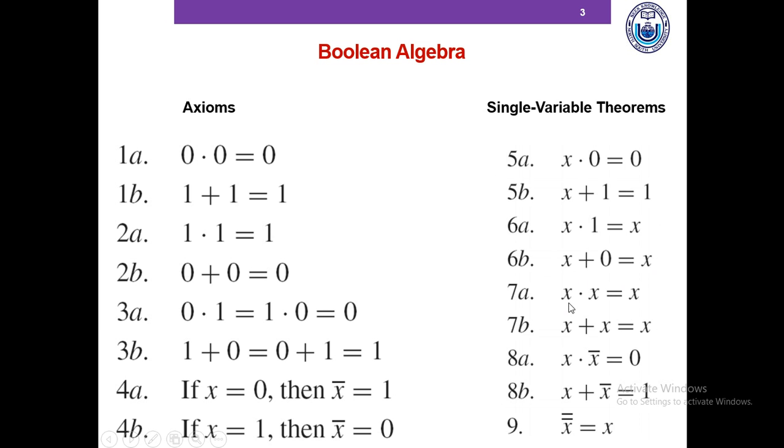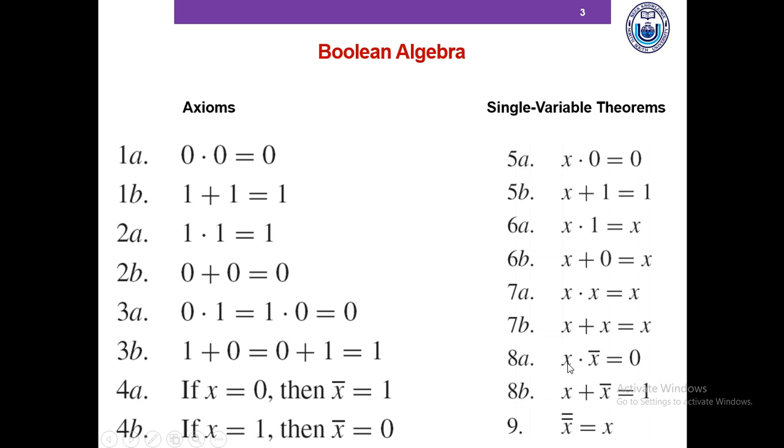Some of the more useful single variable theorems are listed below. x AND x is equal to x. When you AND a variable with itself, you end up with the same variable. Similarly, if you OR a variable with itself, you end up with the same variable.